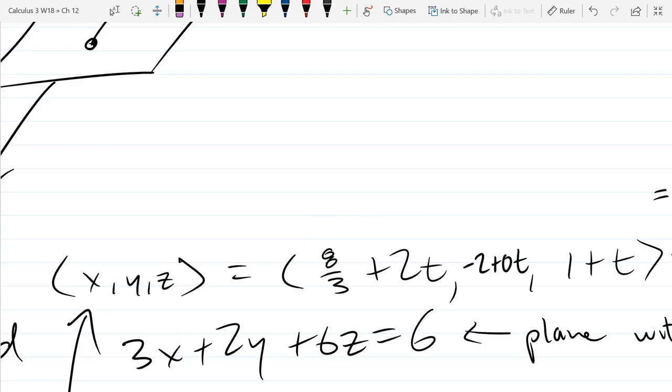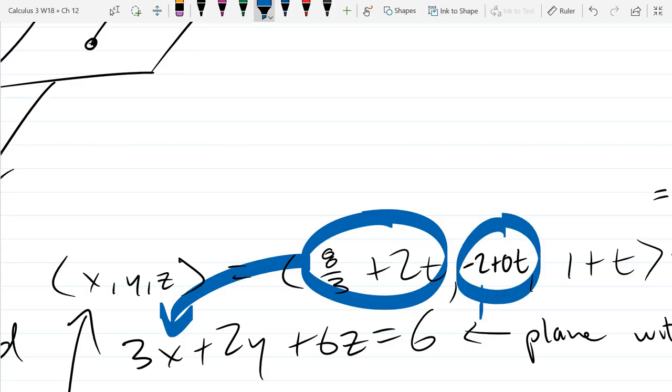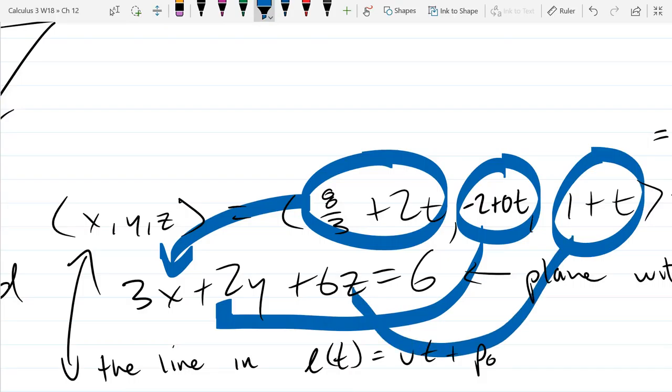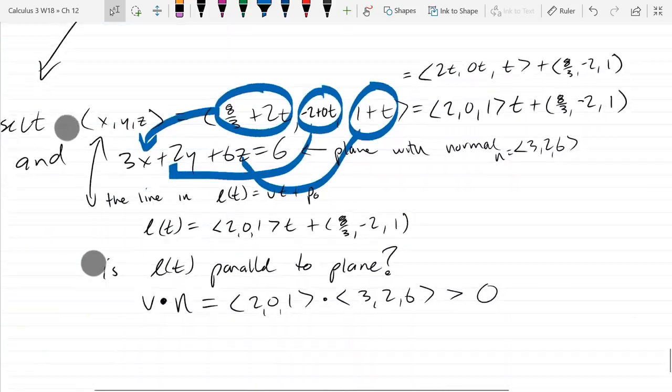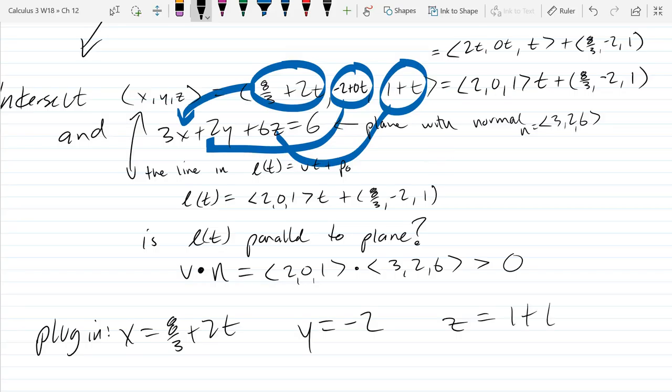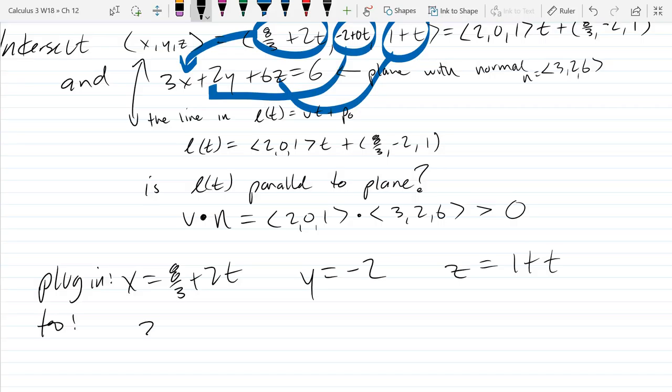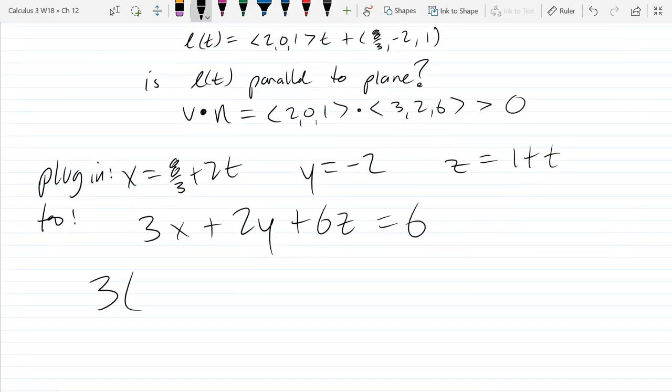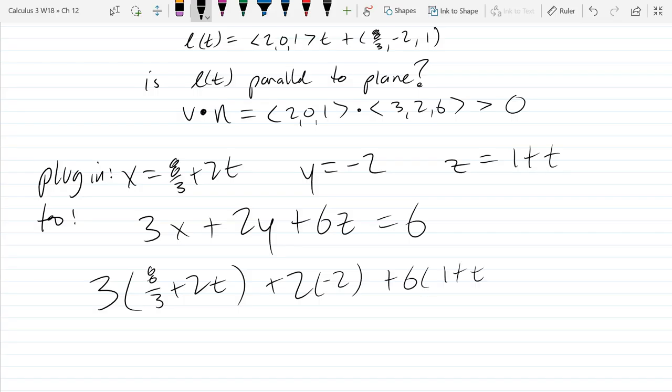So again, I'm going to use a highlighter here. I'm going to take my x value and place it in the x-coordinate, the y-value in the y, and z right in the z. So let's go ahead and do all that right now. We're going to plug in x equals 8/3 plus 2t, y is negative 2, and z is 1 plus t, and solve for t.